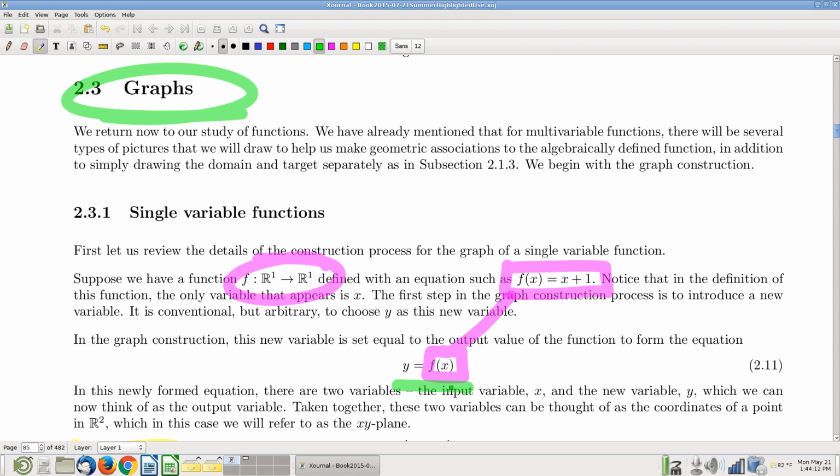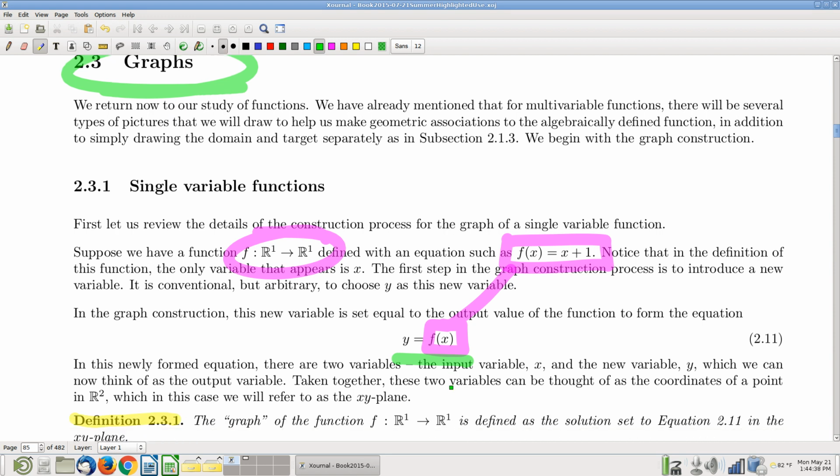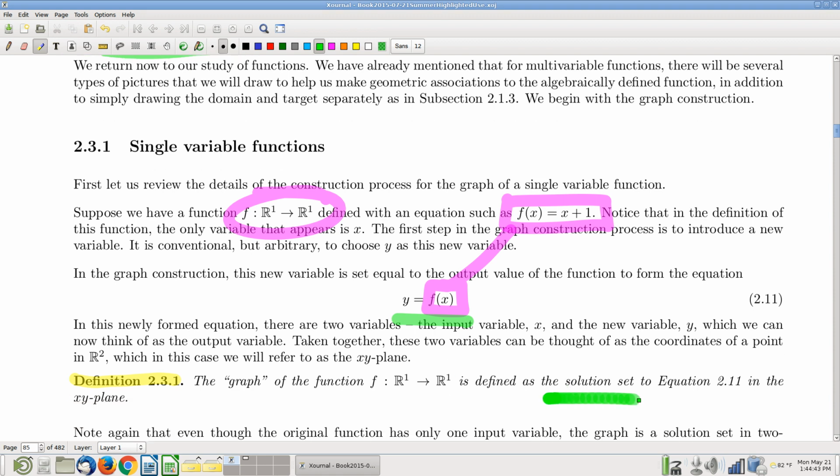Note that then gives you an equation. It gives you an equation involving now two variables, one of which was the original variable that was part of the definition of a function. One was the variable that came with the function. The second variable is a variable that you made up that we're choosing to introduce into the situation. Equation of two variables, and now we look at the set of solutions to that equation, the solution set to that equation.